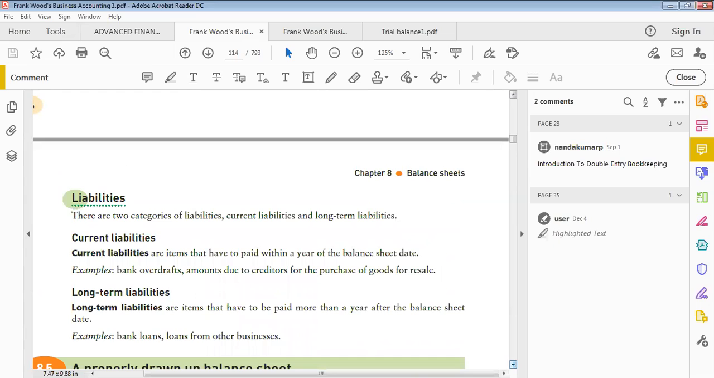There are two categories of liabilities now. You have current liabilities and you also have long-term liabilities.